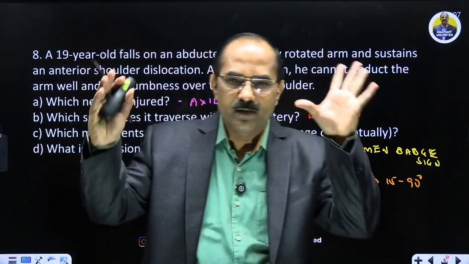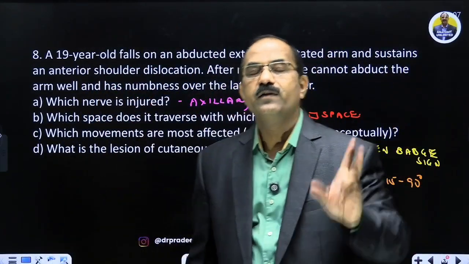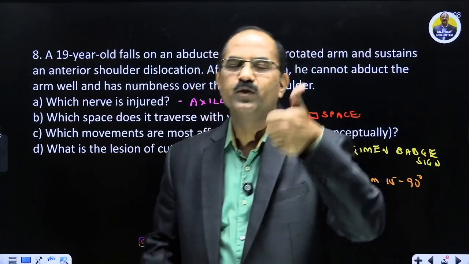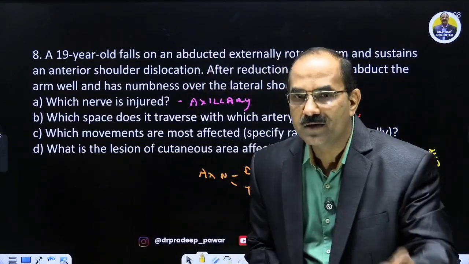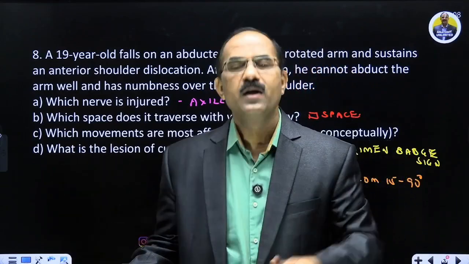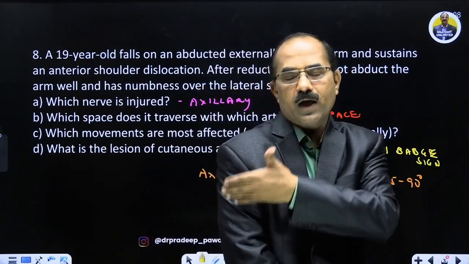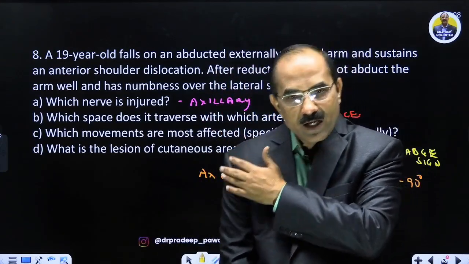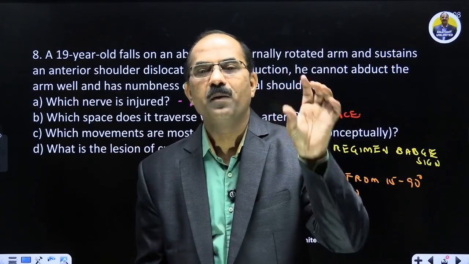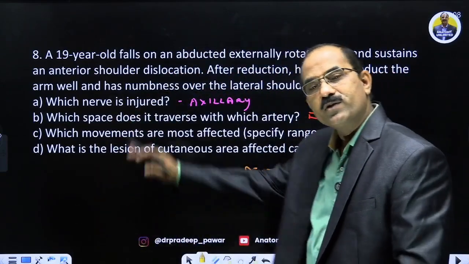So this entire clinical case discussion is based on the axillary nerve. The axillary nerve supplies two muscles: the deltoid, which does abduction from 15 to 90 degrees, and teres minor, which does lateral rotation. Plus the axillary nerve supplies the skin on the upper lateral aspect of the arm. Loss of sensation here we call the regimental badge sign. So I hope this MCQ is clear to all of you.